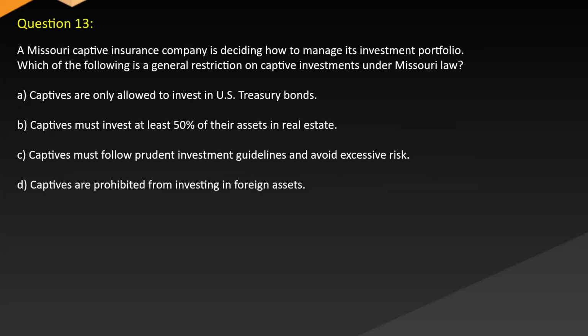Question 13. A Missouri captive insurance company is deciding how to manage its investment portfolio. Which of the following is a general restriction on captive investments under Missouri law? A. Captives are only allowed to invest in U.S. Treasury bonds. B. Captives must invest at least 50% of their assets in real estate. C. Captives must follow prudent investment guidelines and avoid excessive risk. D. Captives are prohibited from investing in foreign assets.